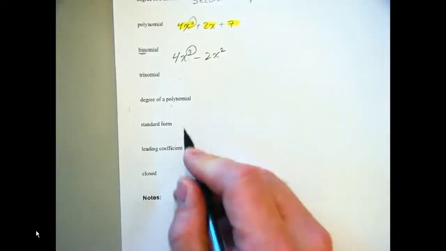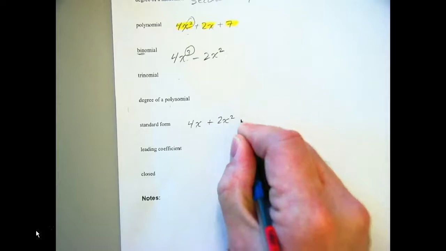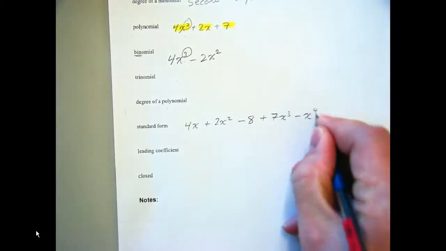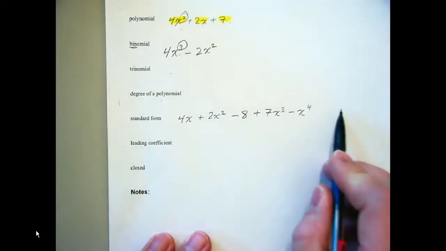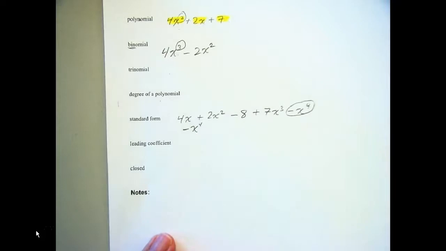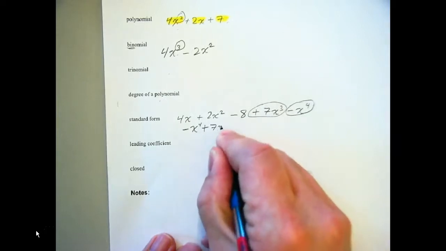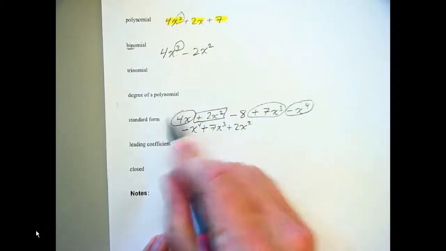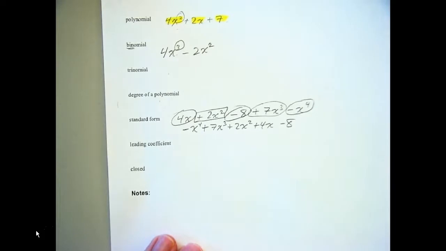Standard form means you are listing things in order by degree. So if I gave you, for instance, 4x plus 2x squared minus 8 plus 7x cubed minus x to the 4th, to put that in standard form, I've got to look at the highest power. What's the highest power? The 4. So this piece, along with the negative, goes first. What's the next highest? 3. So we move that now. And then that. Notice the symbol goes with it. And then that. There isn't a symbol. It's always plus. And then that. Okay, you're ordering your powers from greatest to least.